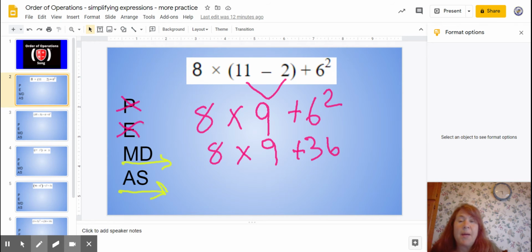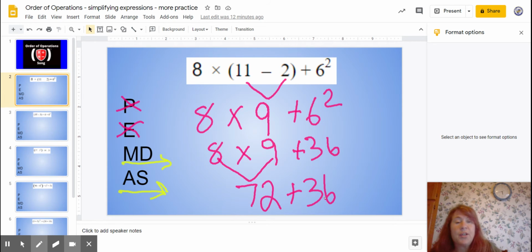Multiplication and division is my next thing. I happen to have some multiplication in this problem. It's 8 times 9. So 8 times 9, let's see, I couldn't remember what that is. I'm going to get out my calculator and I'm going to go 8 times 9 equals, oh, it's 72. All right. So I'm going to put my calculator away. I'm going to write in the number 72. And I'm going to add that to 36.